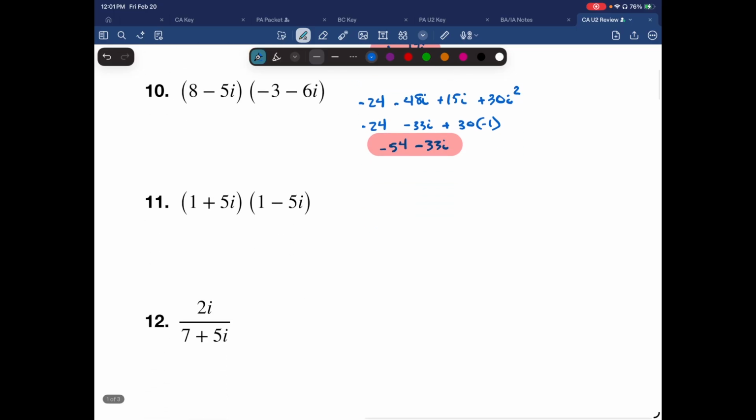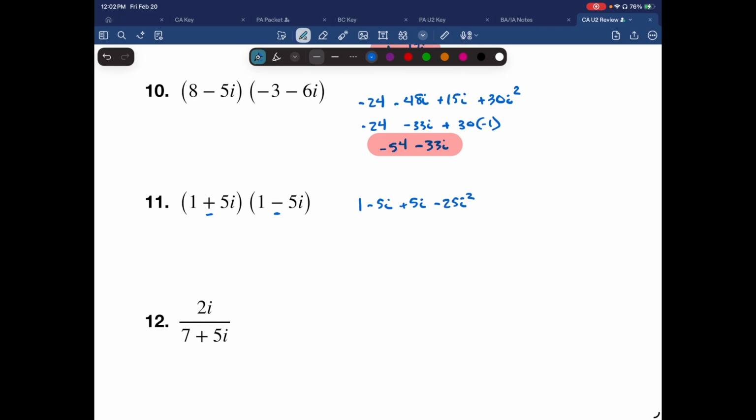All right, on number 11, you're still doing the same thing, but I want to draw your attention to the fact that you got the same print. Everything's the same except 1 plus 1 is minus. Let's see how that plays out. So 1 times 1 is 1. 1 times negative 5i is negative 5i. And then you have plus 5i. And then you have minus 25i squared.